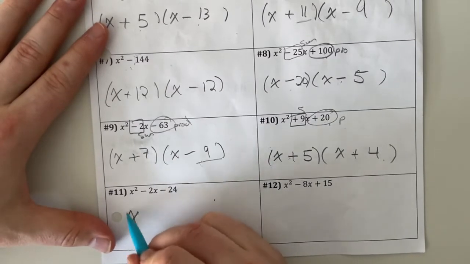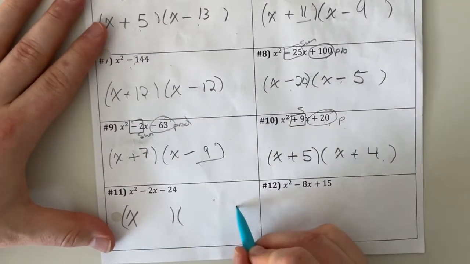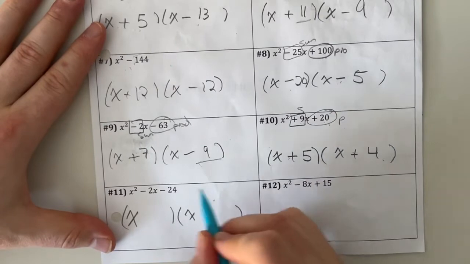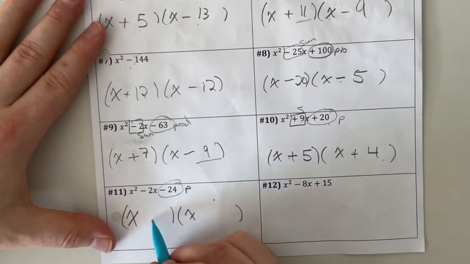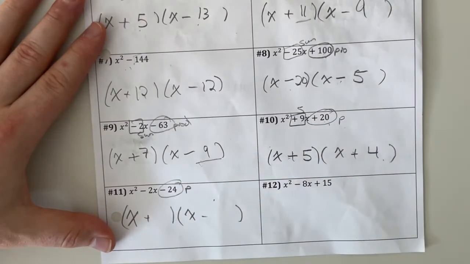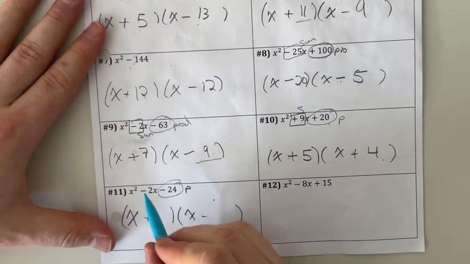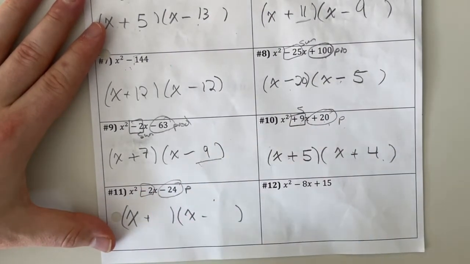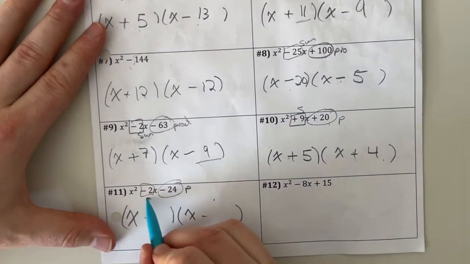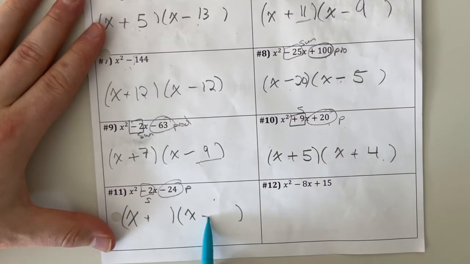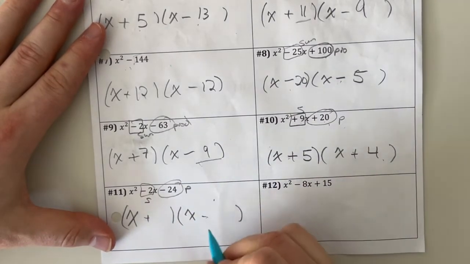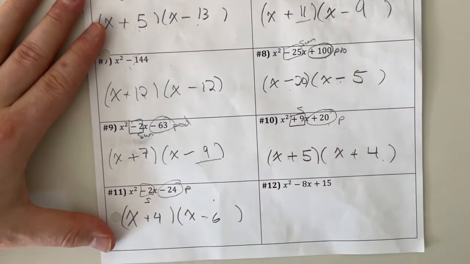Again, we're always factoring, being able to undo that FOIL. So I have different signs since my product is negative, and I have the larger value on negative since I have a sum of negative 2. So I can say, all right, well, what is that going to be? Well, I can have a negative 6 and a positive 4.